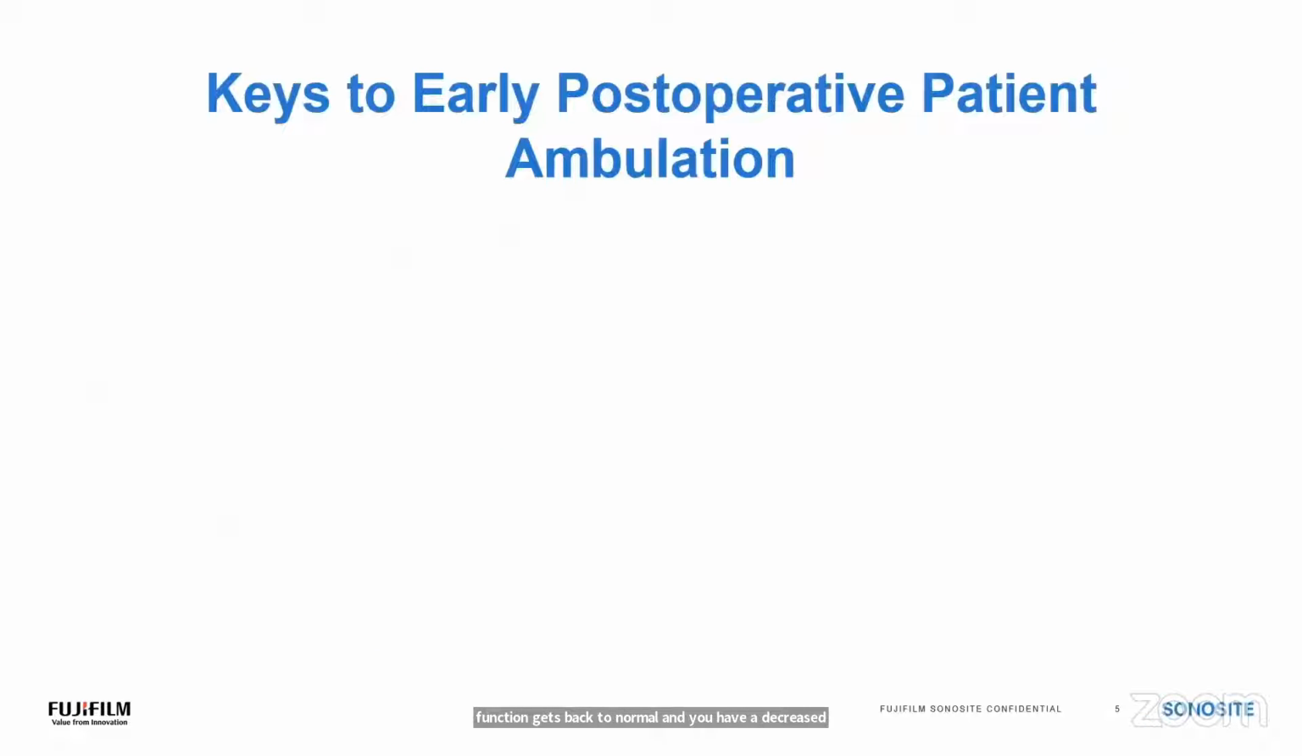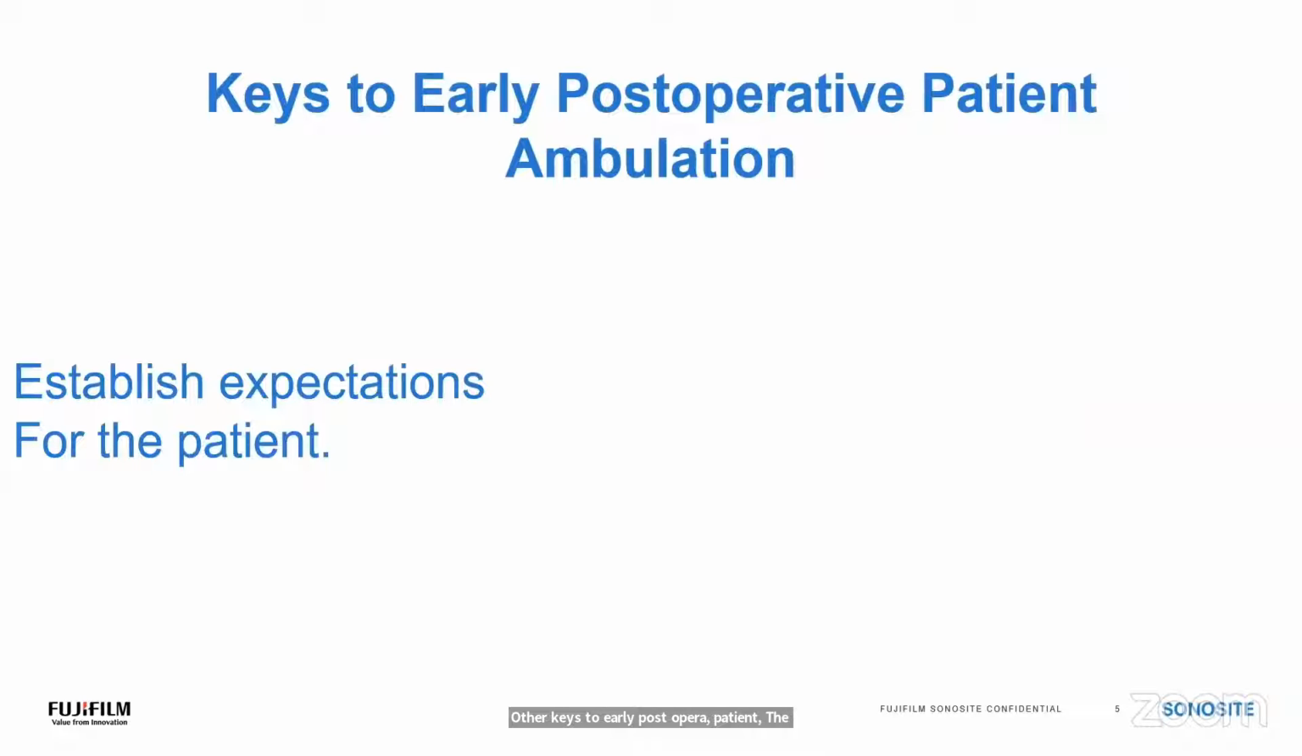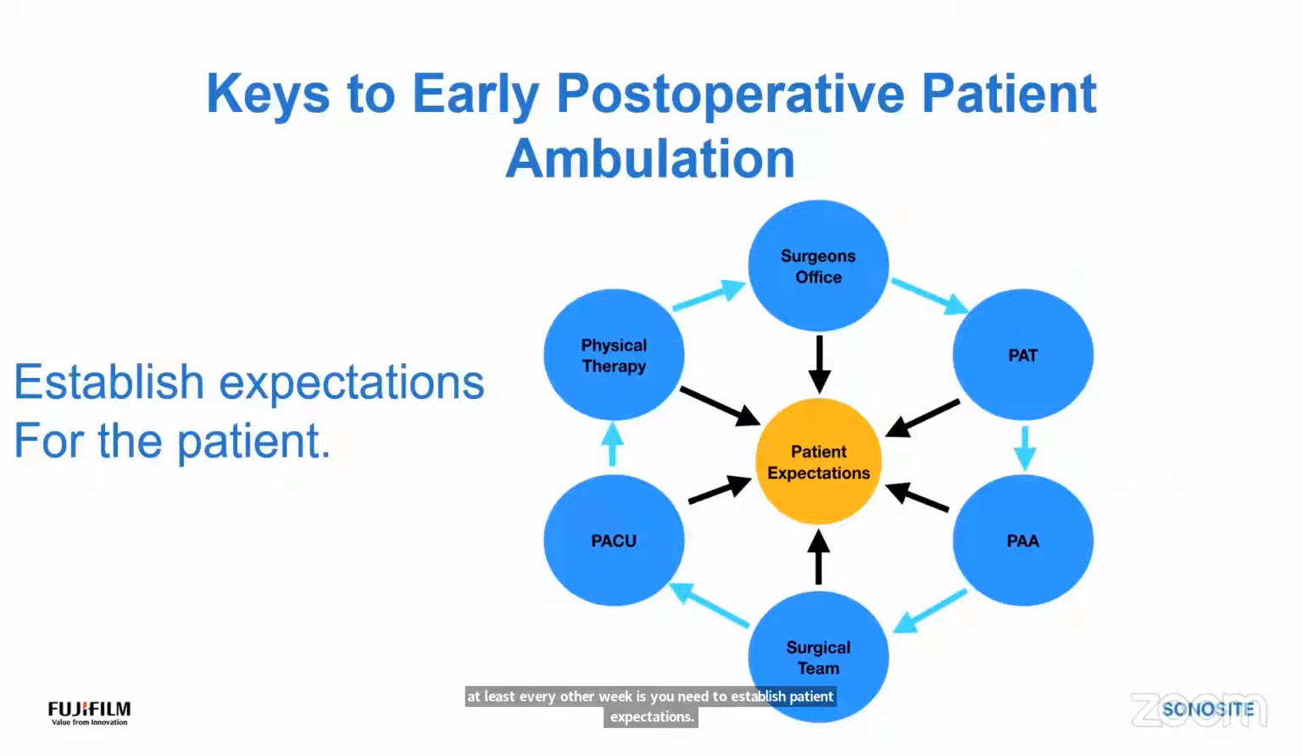Other keys to early postoperative patient ambulation. The biggest one that I think gets left out, and I tell everyone at our hospital how important it is, at least every other week, is you need to establish patient expectations. You need to establish the ground rules for what their part in all of this is going to be. And there's a really good summary here in this image of how to get that done. So at every point of contact for the patient, you want to reinforce what the expectations are.